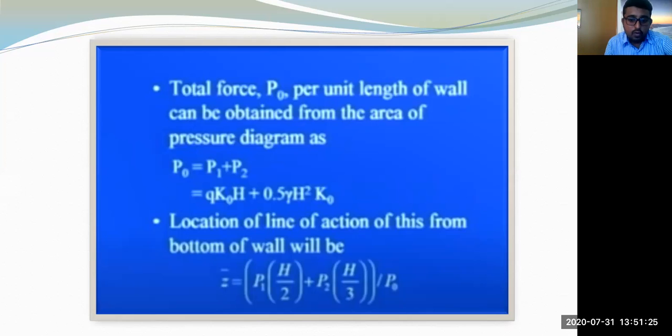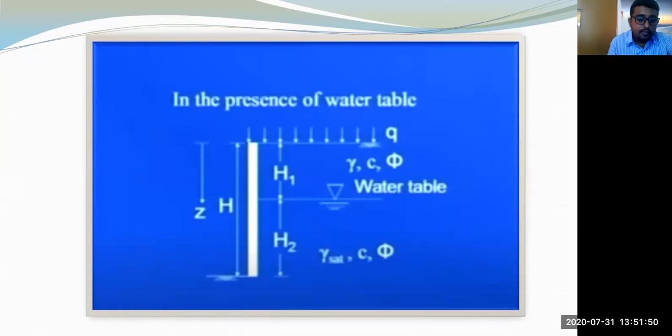And the next one is the location of the line of action from the bottom of the wall. As already represented in the figure, Z bar is equal to P1 times H by 2 plus P2 times H by 3, whole divided by P naught. Now the presence of a water table further complicates the situation. Let us see the case where the water table is also present along with the surcharge. So we are going step by step.